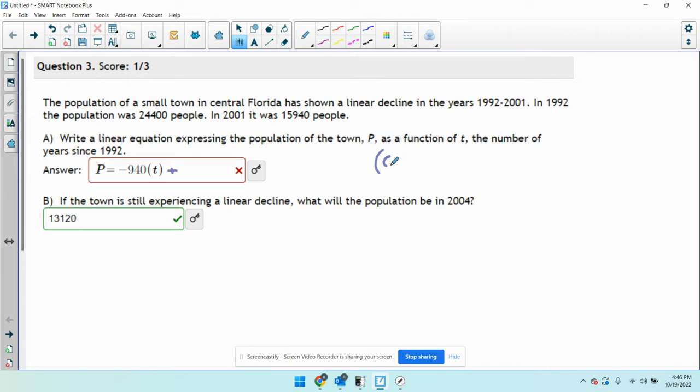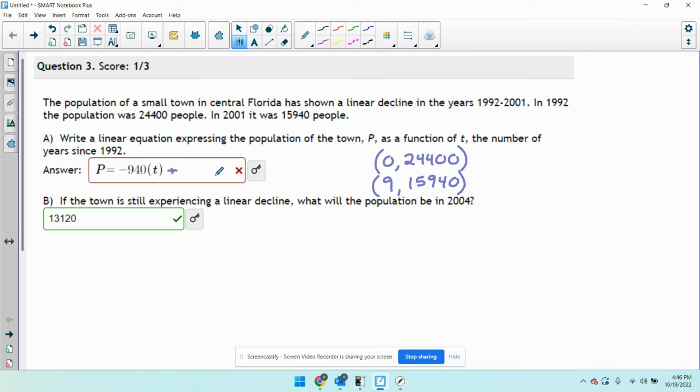You got 0, comma 24,400, and 2001, years after 1992. So that's 9 years later. And this is 15,940. So yes, years since 1992. In 1992, this was the population.